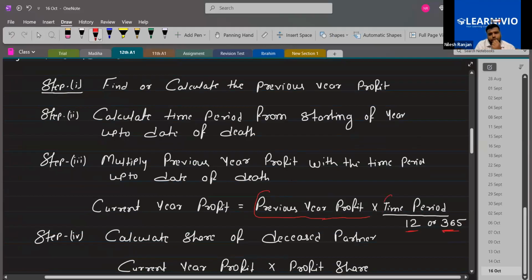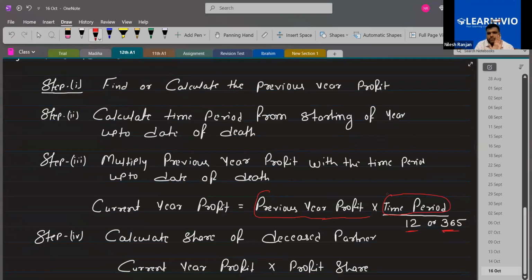Can you show me the previous question of the second method we have done? Listen first. What I am saying is that the formula is time period, which is 5 months you have taken, divided by 12 or 365. Whenever you use a time factor in any formula, then the denominator used is either 12 or 365 based on months or days.